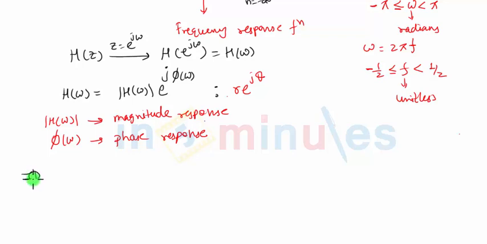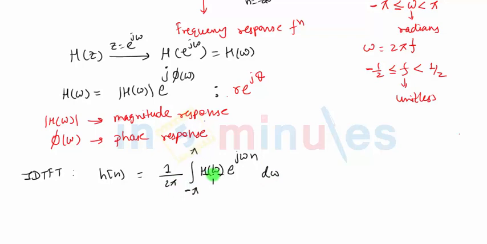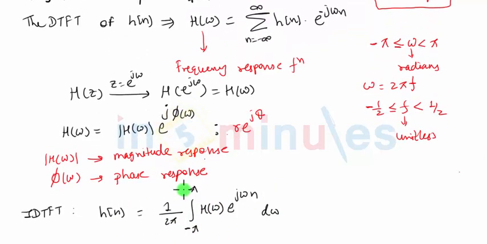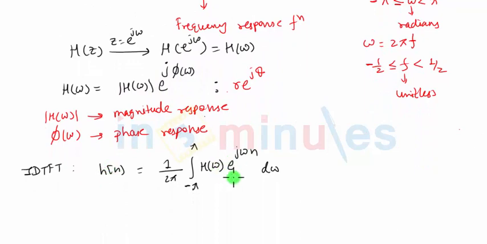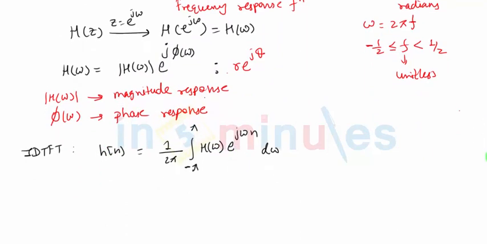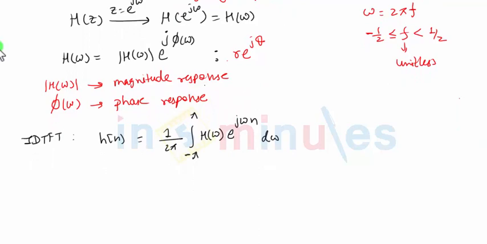So, I can also define inverse discrete time Fourier transform where h of n will be nothing but 1 upon 2 pi integration of H of omega e raised to j omega n d omega, where limits will be from minus pi to pi because that's the range of omega. So this is inverse DTFT expression. This was discrete time Fourier transform expression. This was H of omega from h of n, and this is nothing but h of n from H of omega.